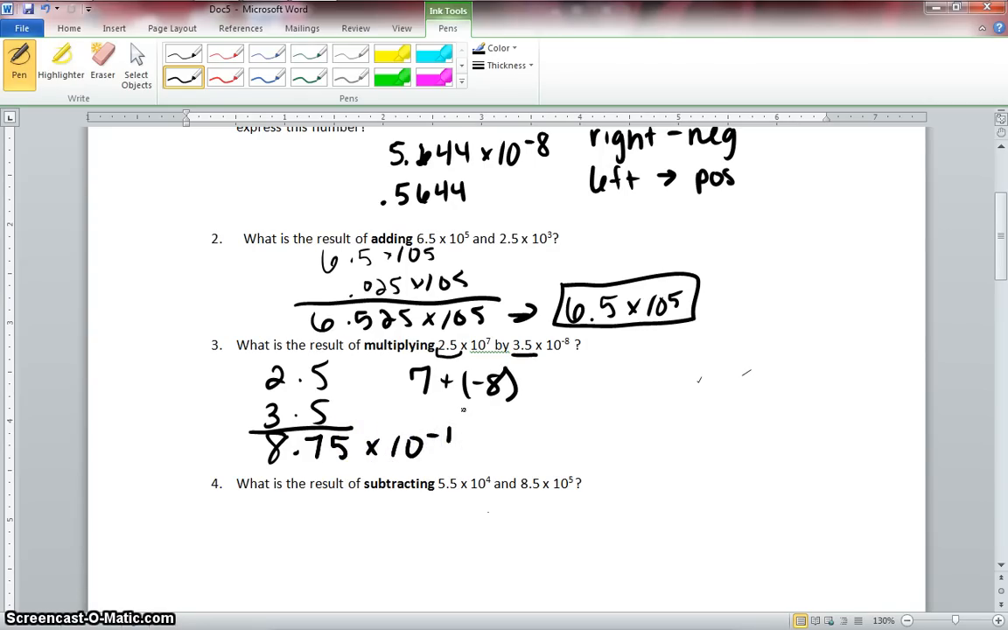So sig figs here. We have 2 here and 2 here, so our answer can only have 2 significant digits. We have a 5, so that's going to round that up, and only that digit. Some people are rounding multiple digits, and that's not how it's supposed to work. So it's just going to round this first digit, so it's going to be 8.8 times 10 to the negative 1.